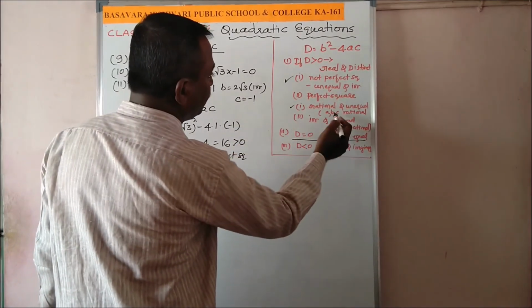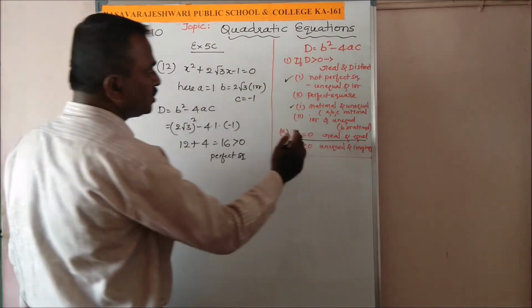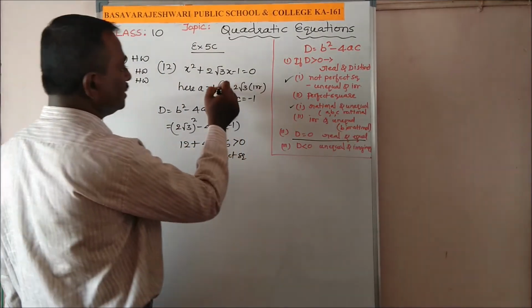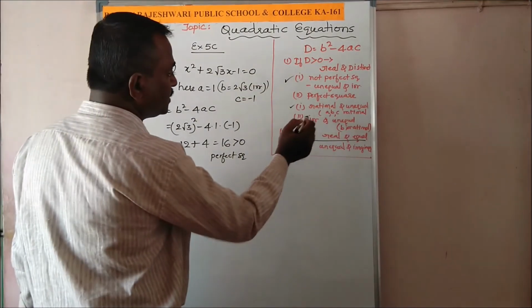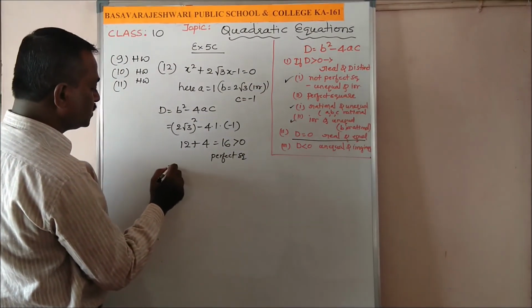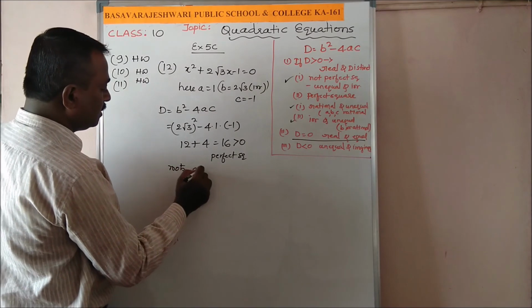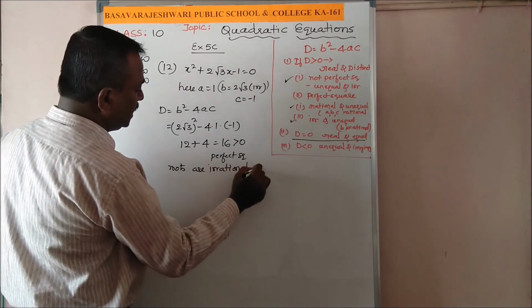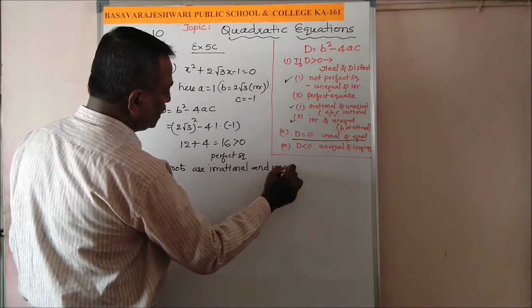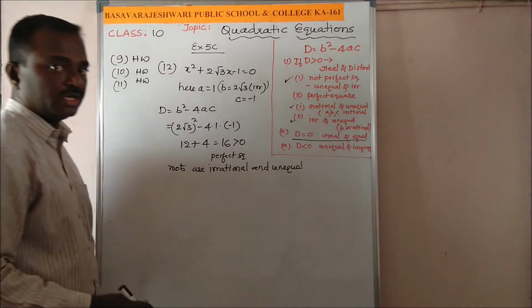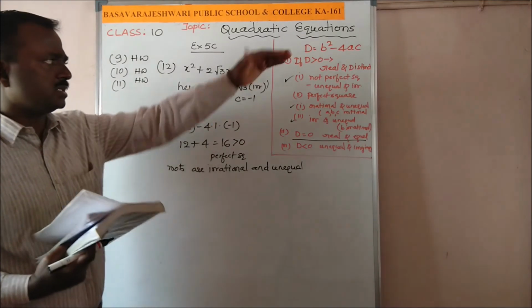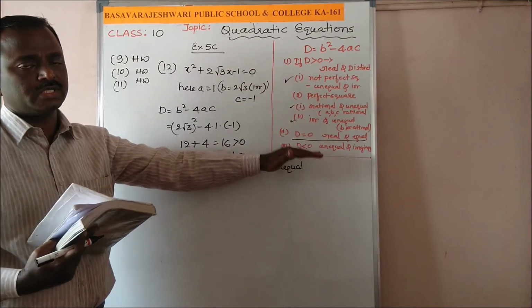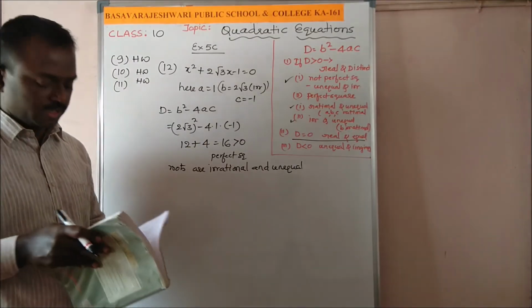Perfect square: rational and unequal if a, b, c are rational; irrational and unequal if b is irrational. So here b is irrational. Correct? Therefore, what we can say, the roots are irrational and unequal. So please go through these points once or twice or thrice so that you can write the correct answer. Okay?